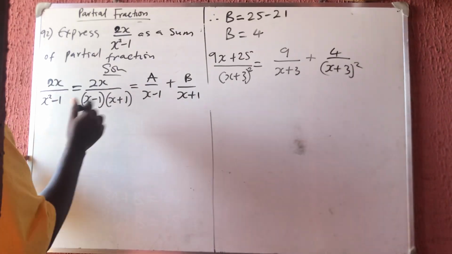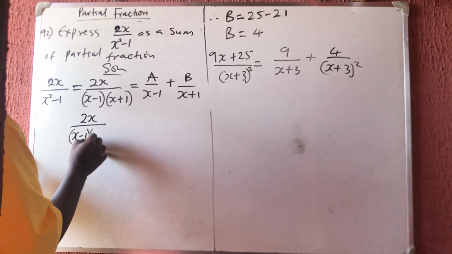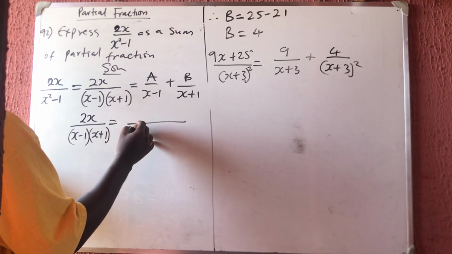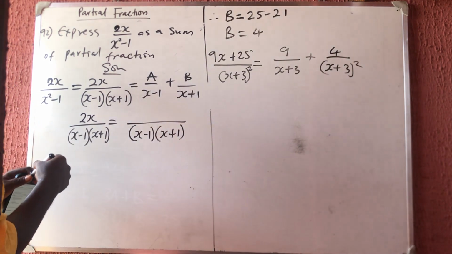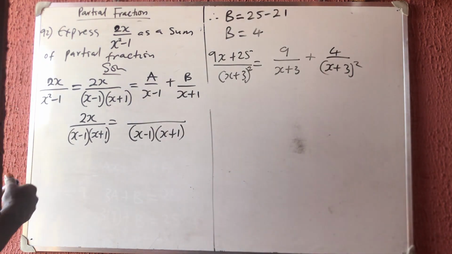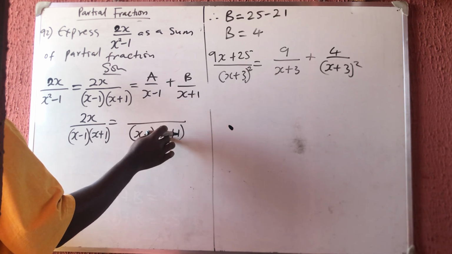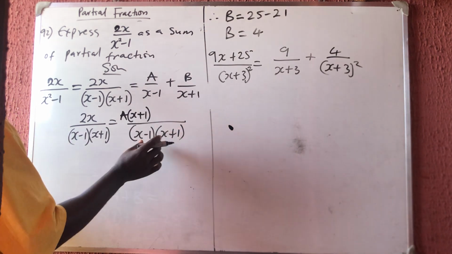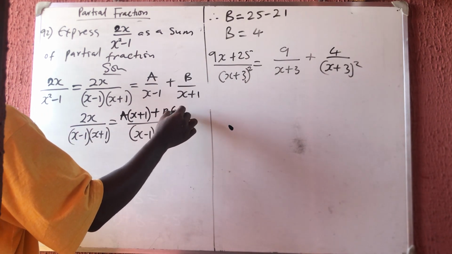So let us solve this side. If I bring down my 2x all over x minus 1 and x plus 1, it is equal to the LCM of this and this, which brings them together: x minus 1 and x plus 1. So we will now solve. When both of them divide this one, this one is remaining. This one times A, I have A into x plus 1. When they divide this one, this one is remaining. This one times, I have B into x minus 1.